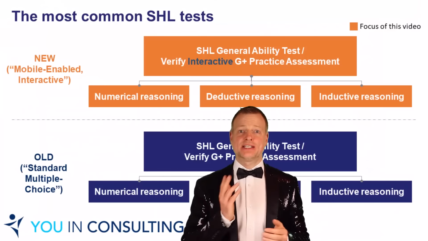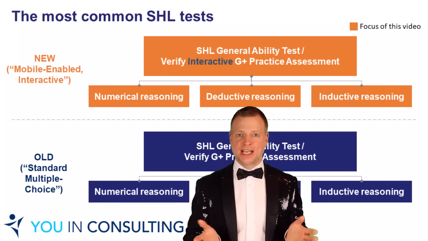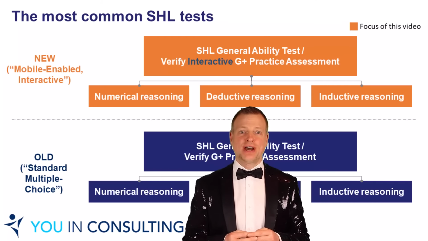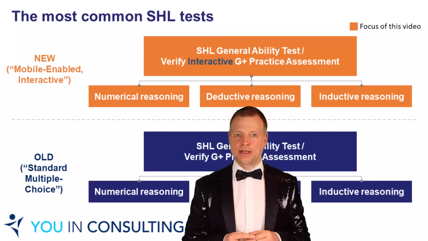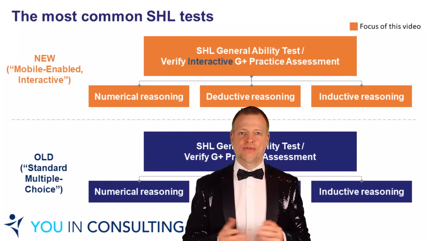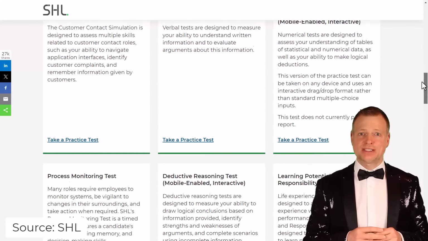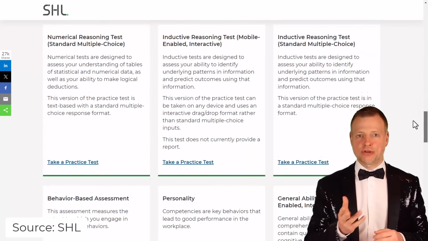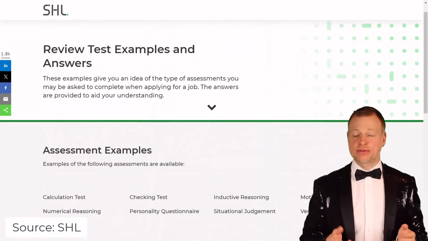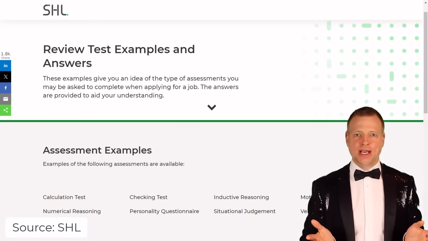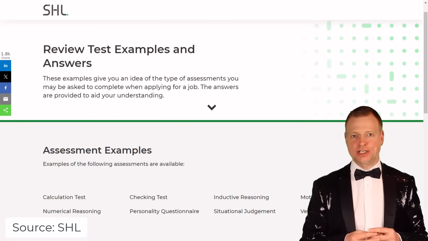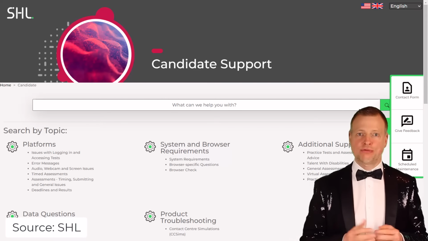If you, however, are indeed asked to take the new interactive General Ability Test, then you will find that the Standard Multiple Choice mock test modules will not be of much help. These older SHL mock questions I found extremely easy and very different to the interactive ones. The other test modules on this page are not relevant for your General Ability Test. I have found another page where SHL offers some additional mock questions which however relate more to the old version of the SHL General Ability Test. Last but not least, there also is an FAQ section for candidates.